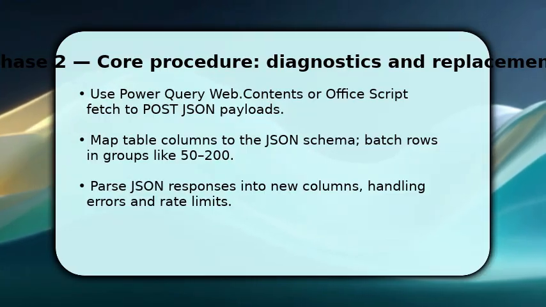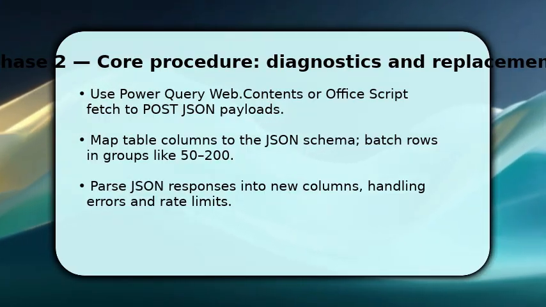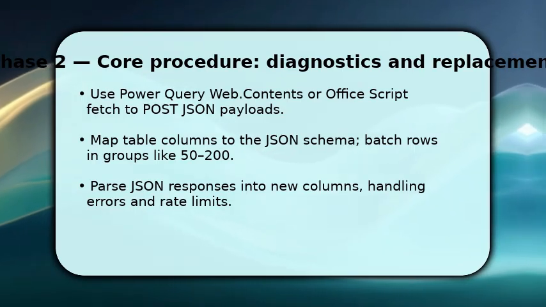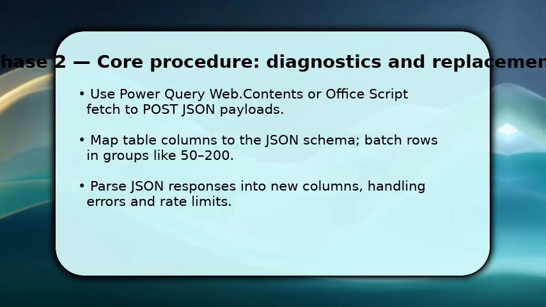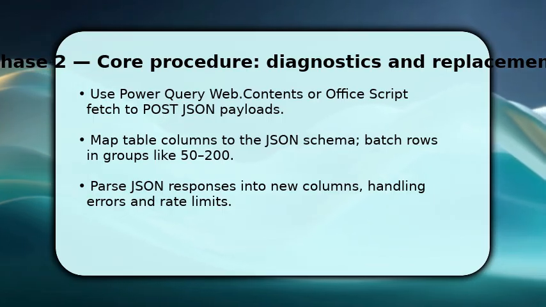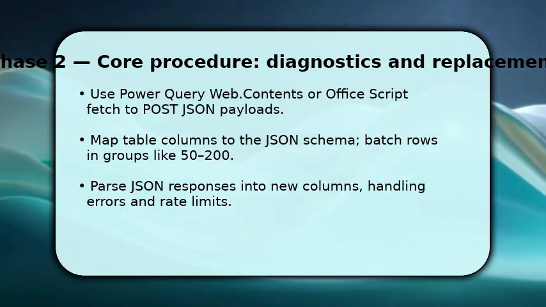In Power Query, use web contents to post a JSON payload, or write an Office script that calls fetch and returns results. Map your table columns to the API schema and batch rows. 50 to 200 per call balances latency and cost.